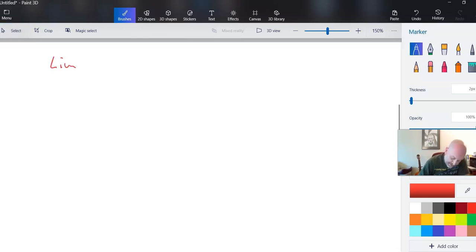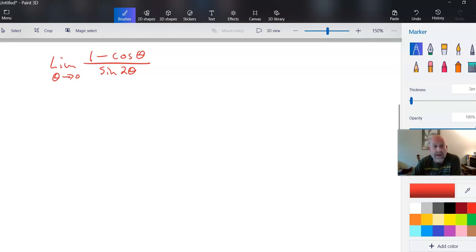is going to be the limit as theta goes to 0 of 1 minus cosine theta over sine 2 theta. Now, I want to say a couple of things about this. I'm going straight to the solution, but I poked around with this one for a little while, just trying a few different things to see what would work, because I knew a general method that would work, but I wanted to see some of the other things that you guys might try.